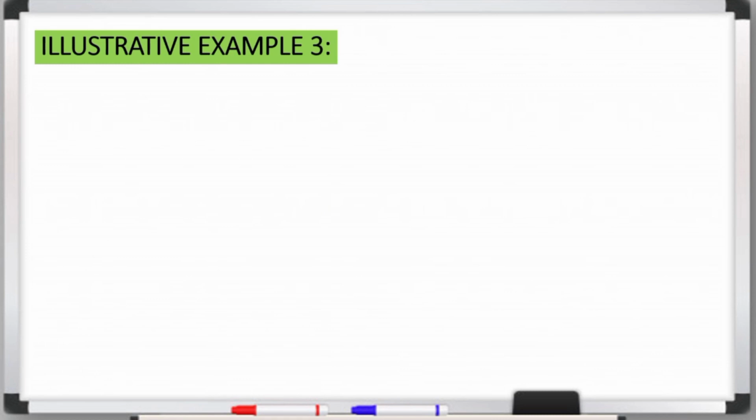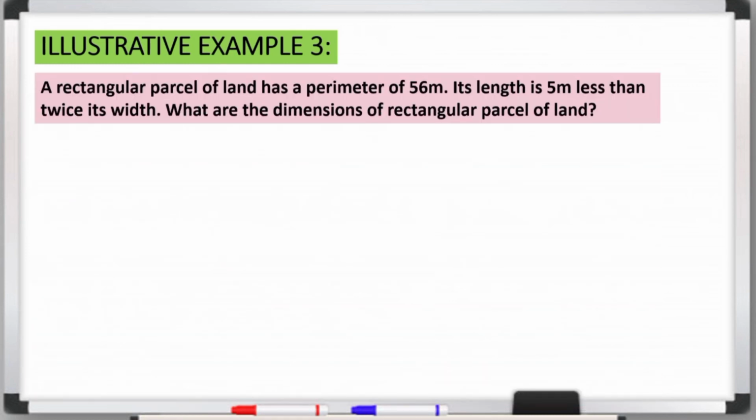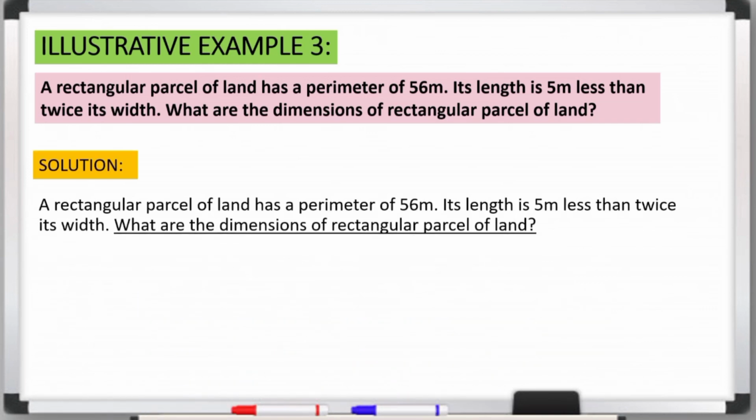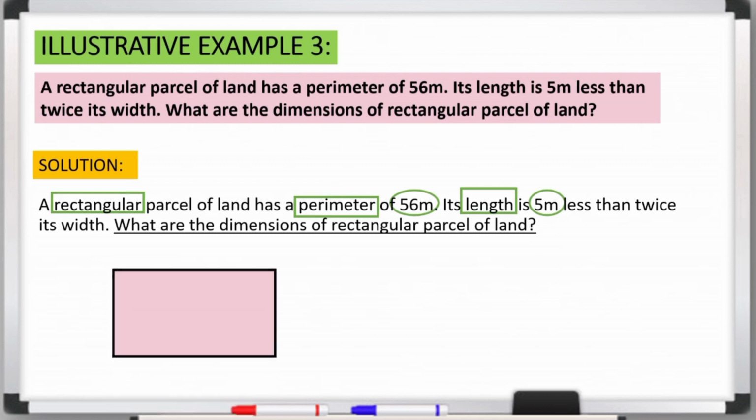Illustrative example number 3. A rectangular parcel of land has a perimeter of 56 meters. Its length is 5 meters less than twice its width. What are the dimensions of the rectangular parcel of land? Solution. We underline what is asked: what are the dimensions of the rectangular parcel of land. Then box all the mathematics keywords. So rectangular, perimeter, circle 56 meters, box length, circle 5 meters.